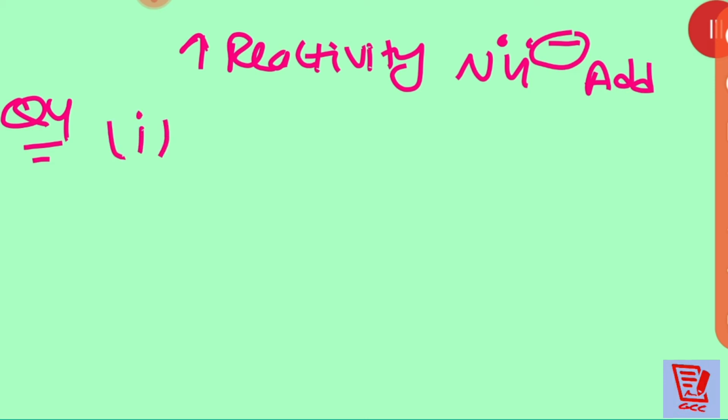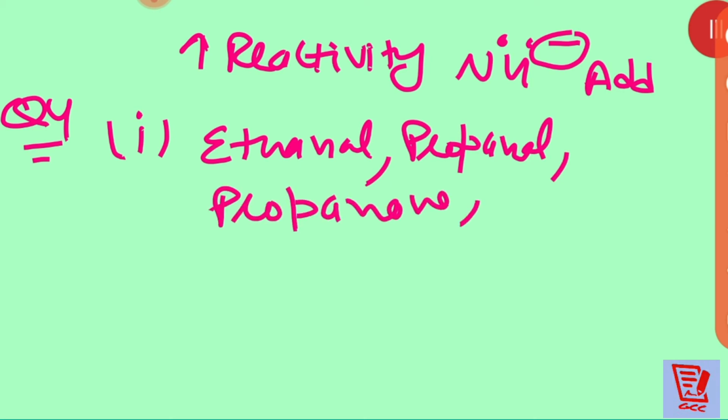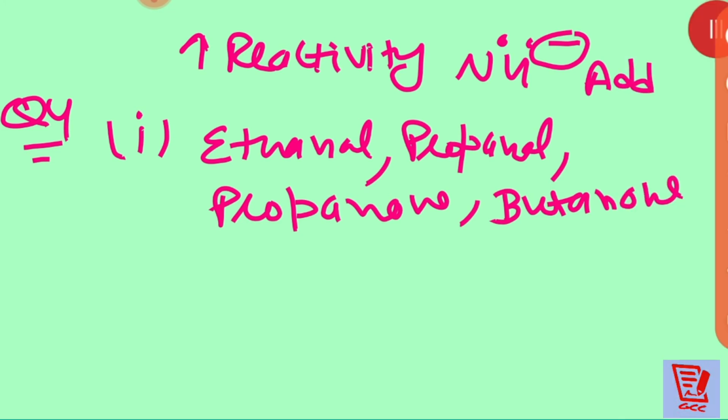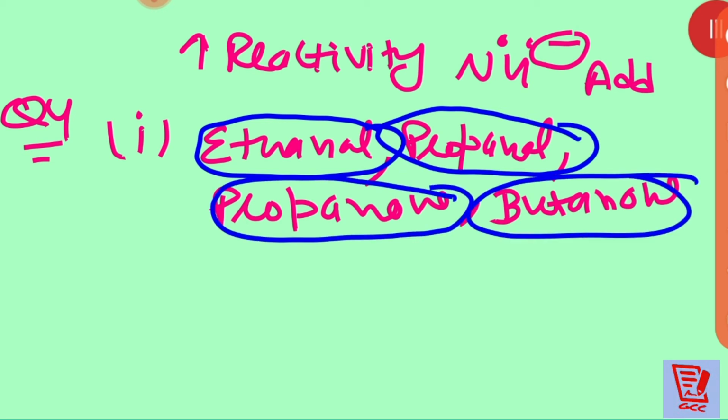Number 1 is ethanal, then propanal, then propanone, then butanone. Okay beta, number one is ethanal, propanal, propanone, butanone. This is there.